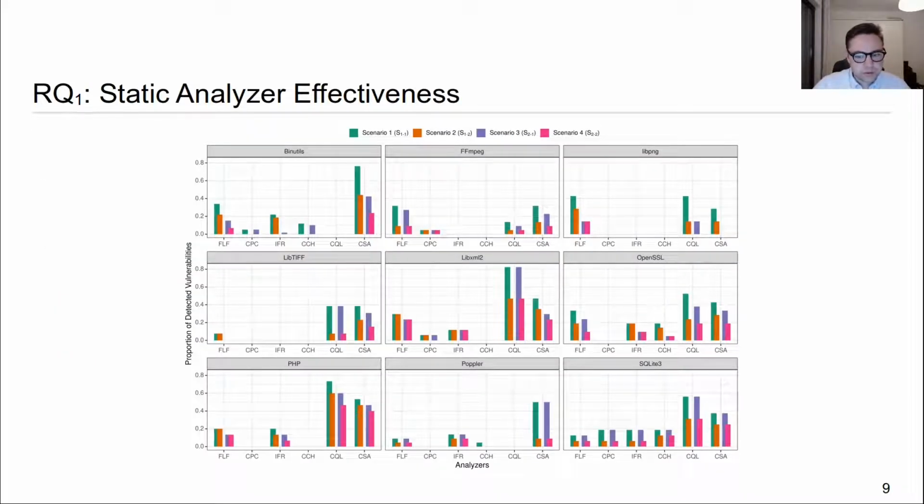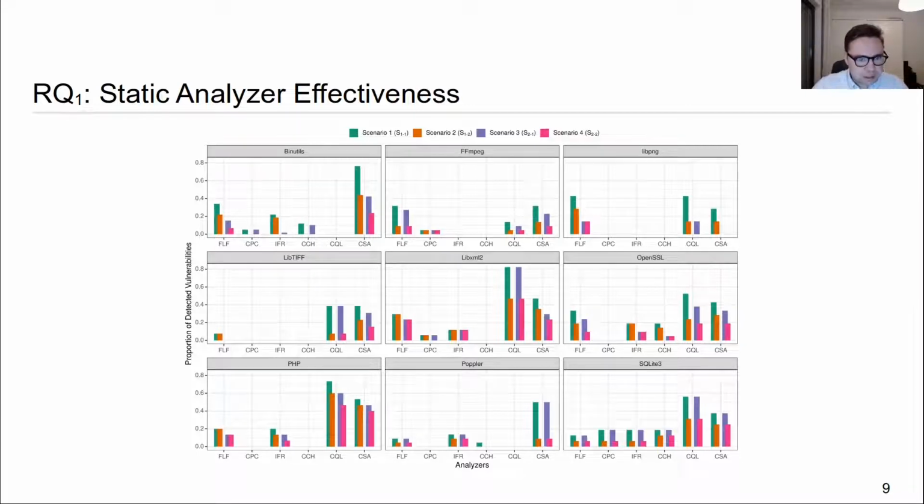Here for the first research question, we can see that plot here. On the x-axis we have the different static analyzers that we used in our study. On the y-axis we have the detection rate. We have then, in these different facets, the different subject programs, and the bars in these different colors are the different detection scenarios that I just explained. So what we can already see here is that on different subjects, the different tools perform differently, good or badly.